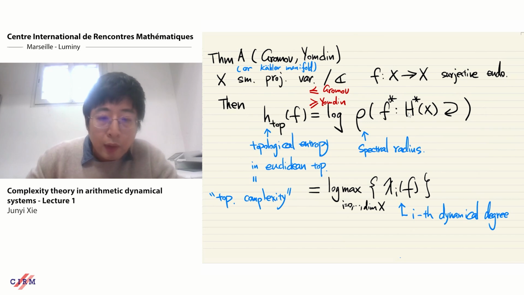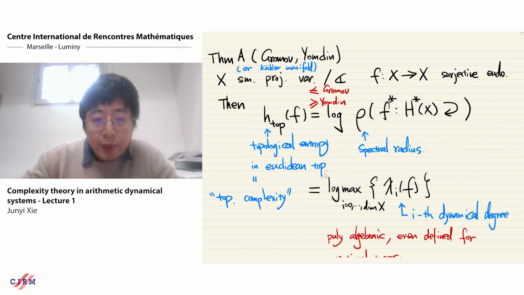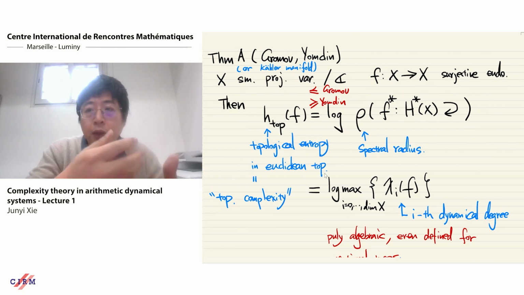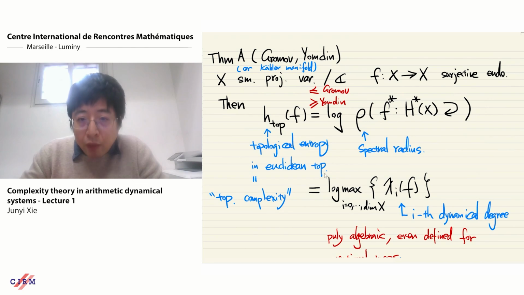And you can see that the left hand side is the topological entropy for the Euclidean topology, so it really relies on this Euclidean topology. But in the right hand side, especially this dynamical degree, its definition is purely algebraic. You can define it just by some intersection theory. So it is well defined even for rational maps and in positive characteristic.